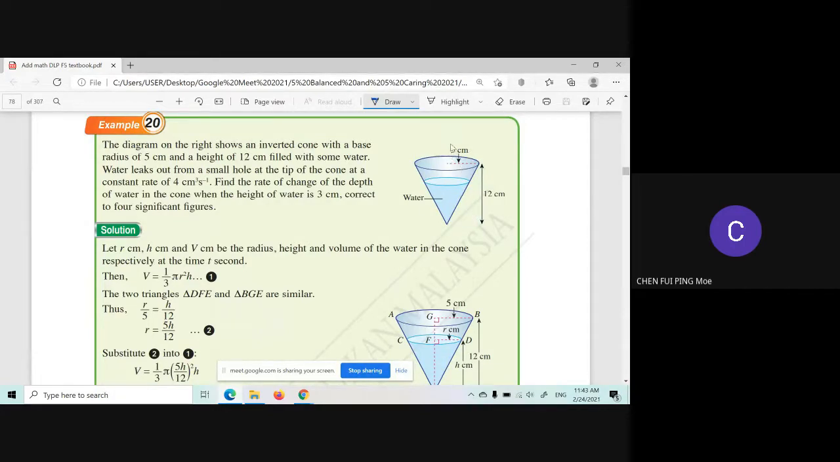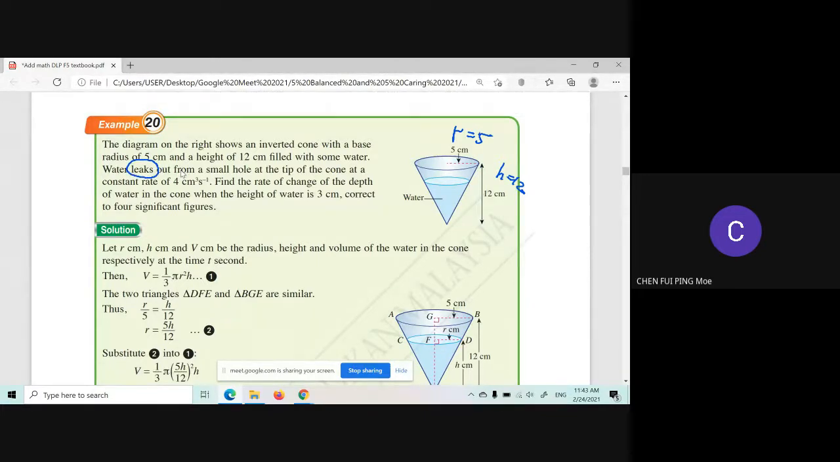So here you know radius equals 5. Second thing, height is 12, so height equals 12. Filled with some water. Water leaks out. You see this leak meaning that the volume is decreasing. So later on, this will be minus.